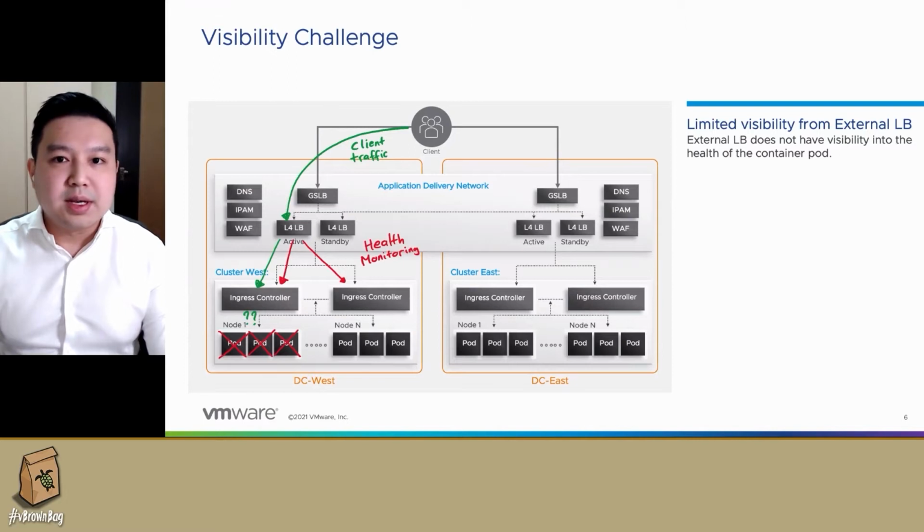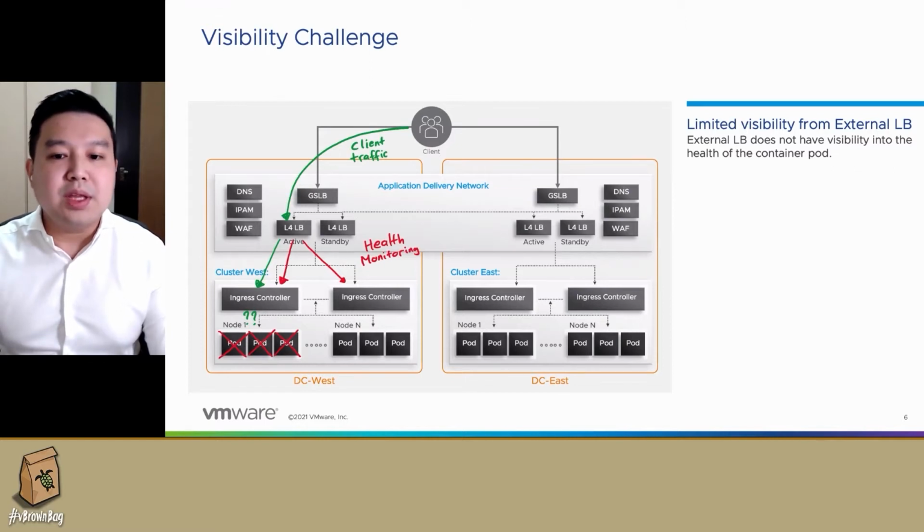So it brings me into the next point, which is how to redirect the client traffic. Because now the client traffic is being routed towards the layer 4 load balancer, and then is being routed to the Ingress controller, but the Ingress controller doesn't know where to route the traffic. So this is the traffic black holing that I mean.